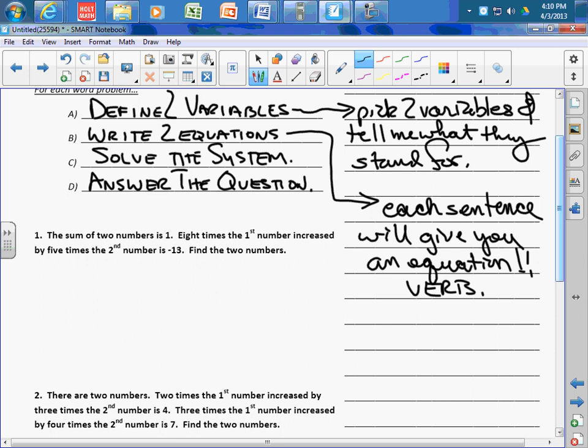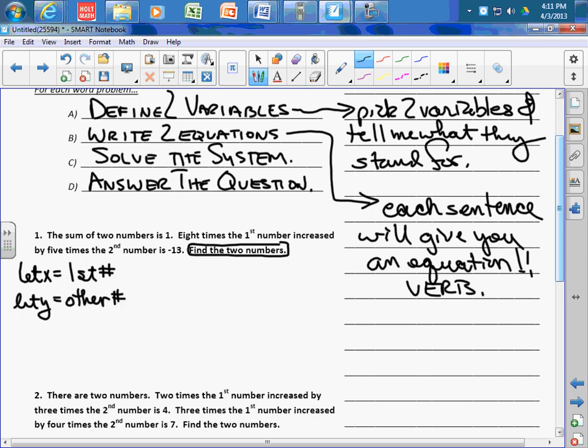Okay, the sum of two numbers is 1. 8 times the first number decreased by 5 times the second is negative 13. Find those two numbers. All right, well, let's see now. Let's pick two variables, x and y. So let x equal, what does it stand for? Well, let's try the first number. This will change as the story problems change, but all we know is that we have one number and another number. We're going to let y equal the other number.